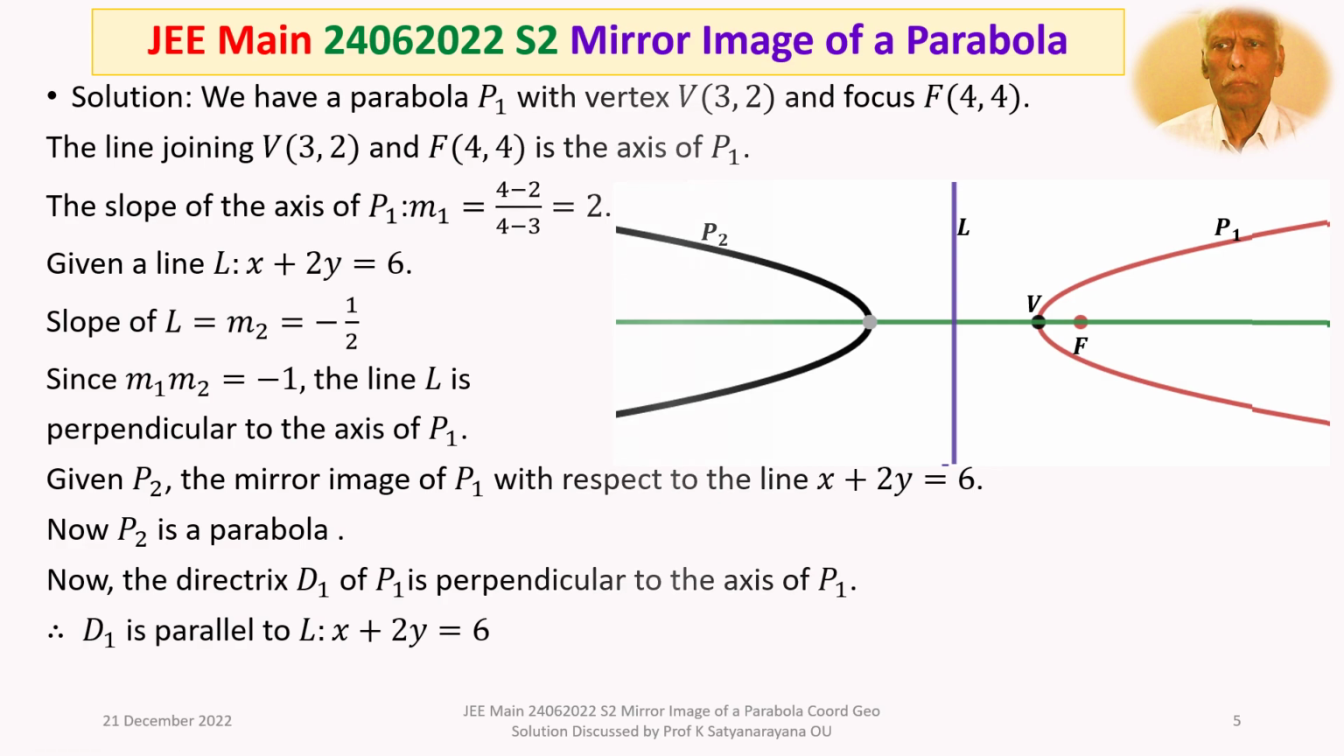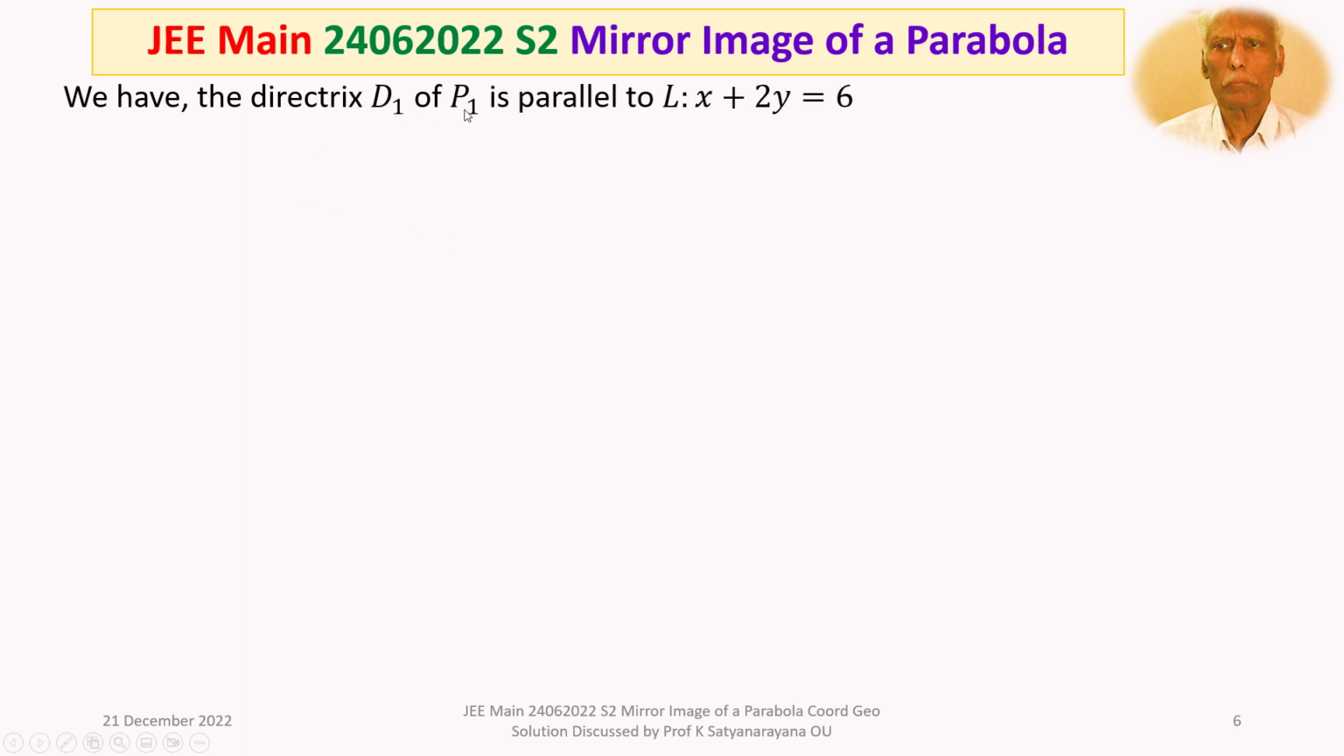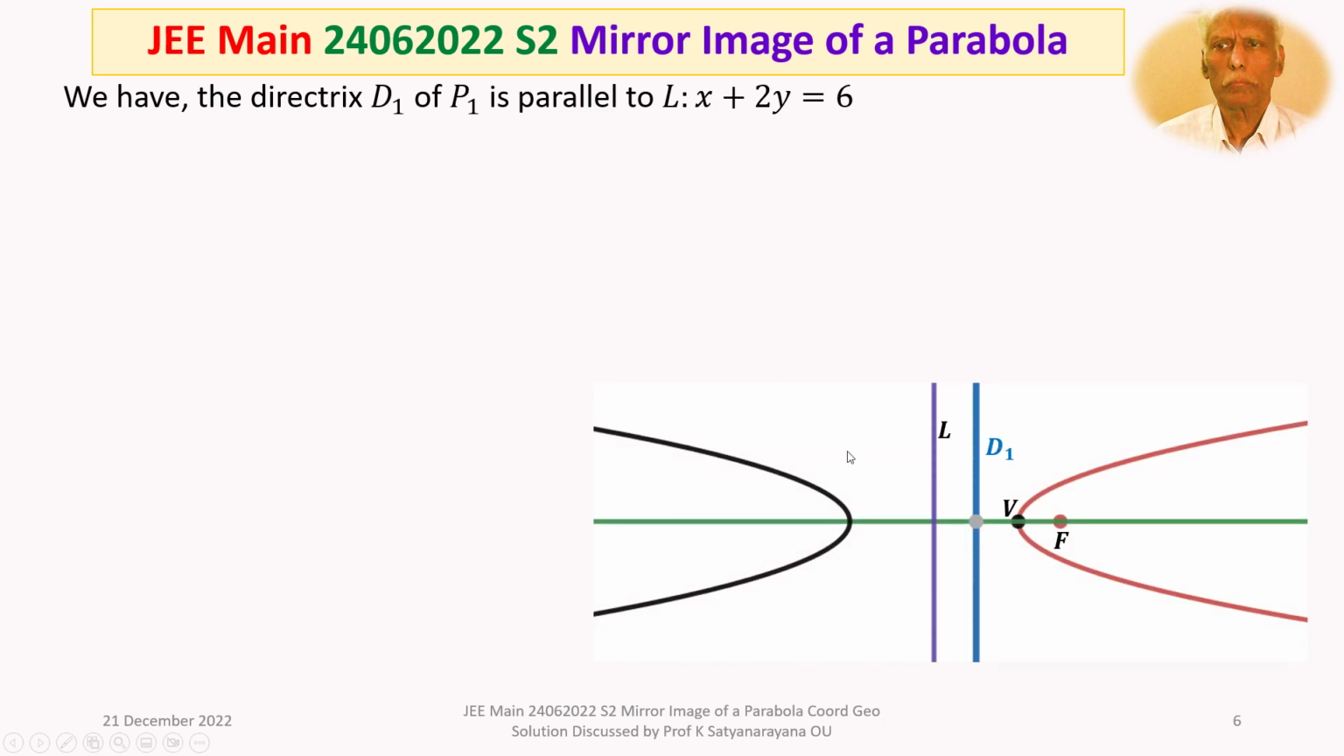So where is D1? We have to draw it. We have the directrix D1 of P1, which is parallel to the line L, x + 2y = 6. Yes, now the directrix has come. This is the blue line, that is D1. This is the line L. This is the vertex V. This is the focus F. And this is the mirror image P2.